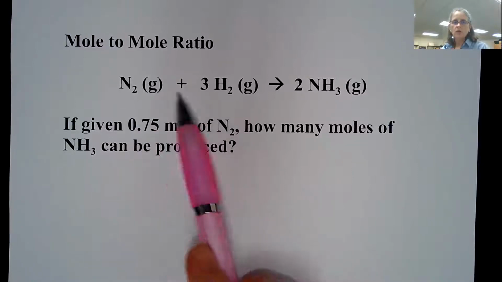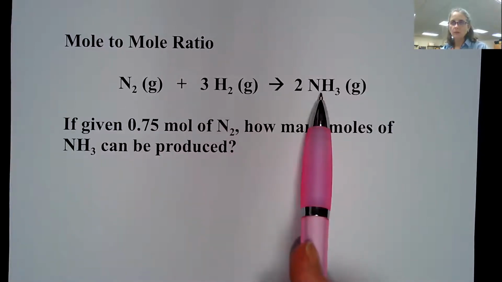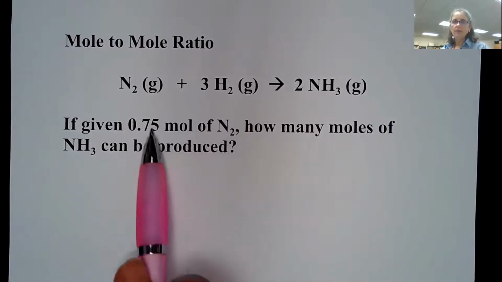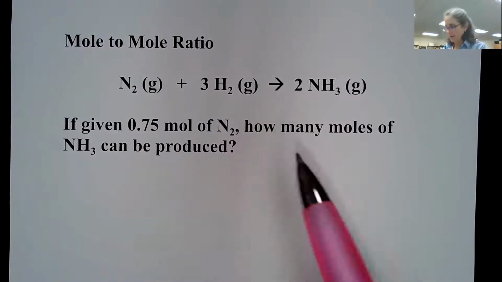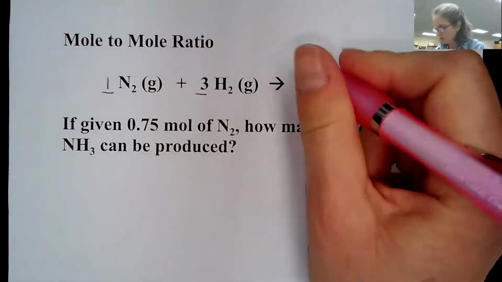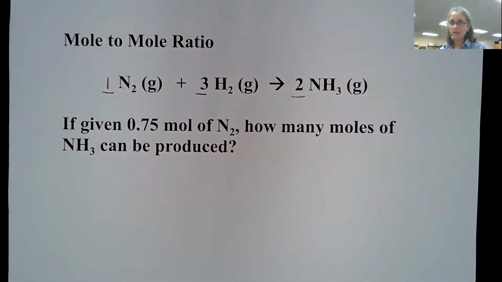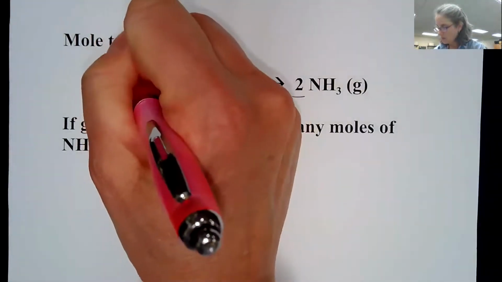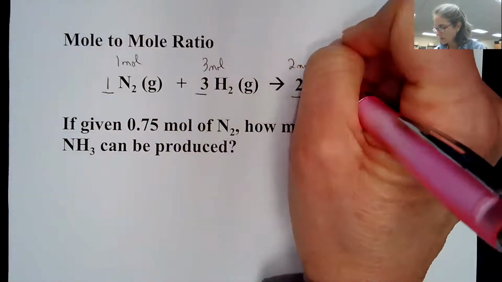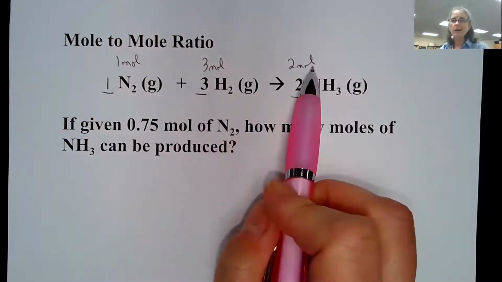So if I have nitrogen plus hydrogen gives me ammonia, which is called the Haber process. It's a very famous equation. This is essentially a recipe for chemists. So I have a 1 in front of the nitrogen, a 3 in front of the hydrogen, and a 2 in front of the NH3. Well, this tells me I need 1 mole of nitrogen to 3 moles of hydrogen to make 2 moles of ammonia. So this is essentially our cup.